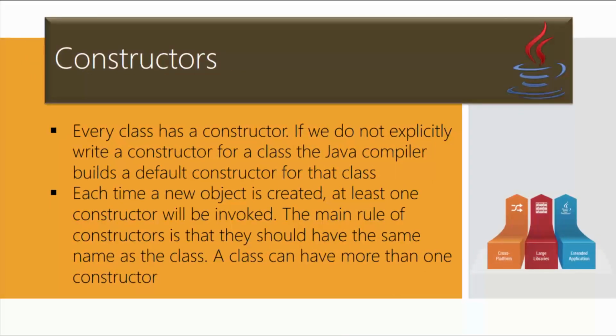Constructors. Every class has a constructor. If we do not explicitly write a constructor for the class, Java is going to build a default constructor. Each time a new object is created, at least one constructor will be invoked. And of course, remember the main rule of constructors is that they should have the same name as the class, right? Pretty basic. And a class can have more than one constructor.